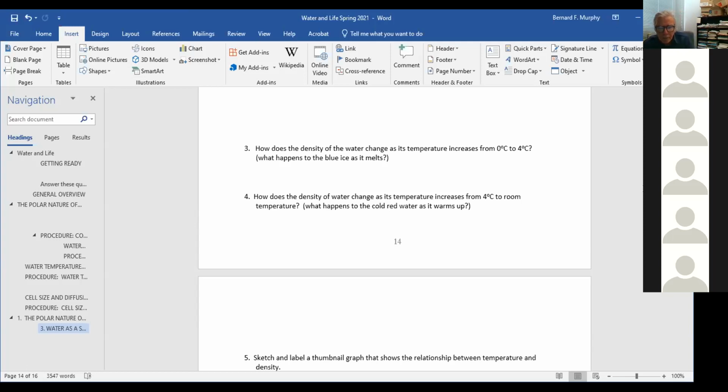Okay, 4, how does the density of water change as its temperature increases from 4 degrees to room temperature? What happens to cold red water as it warms up? So as it warms up from 4 to like room temperature, its density decreases.